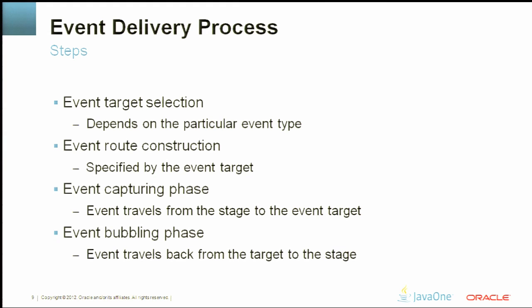Then the event route is constructed. The event basically travels from the stage to the target node, and then it bubbles back. So from this target node, we create the route up to the stage. And then there are 2 phases. The first one is the event capturing phase, when the event travels from the stage to the target node. And then there is the event bubbling phase, when the event travels back to the stage.